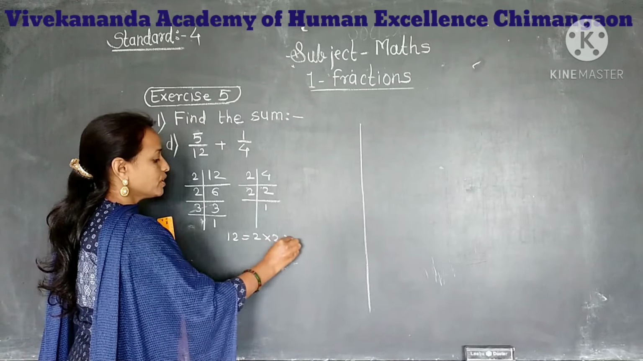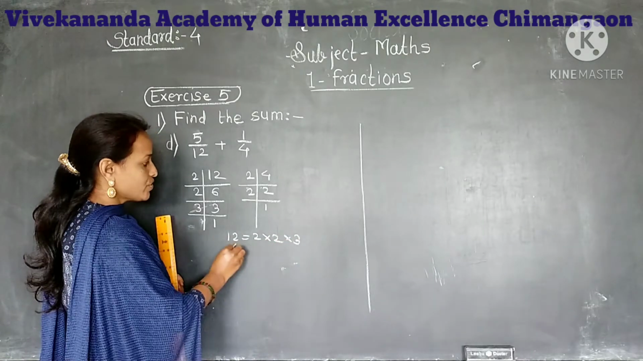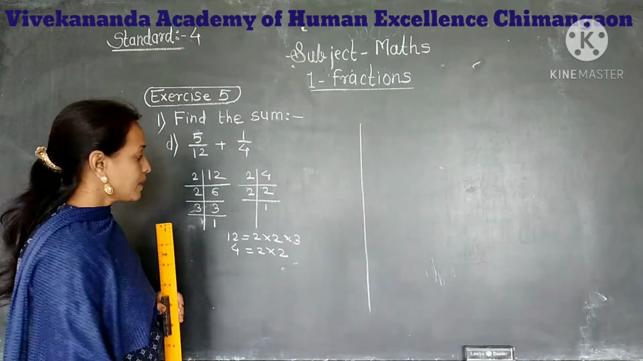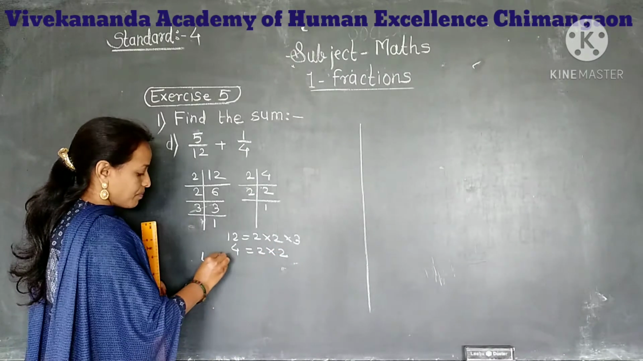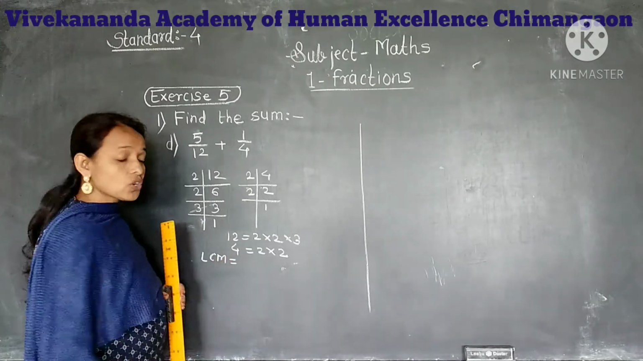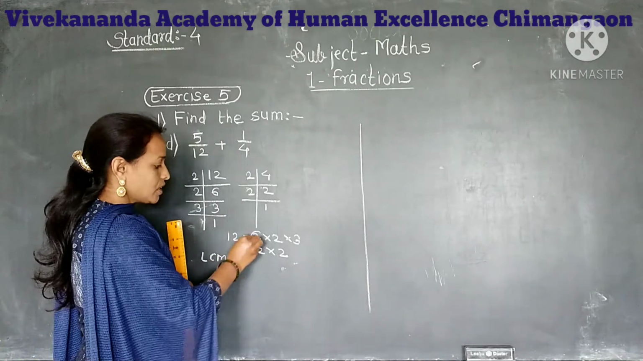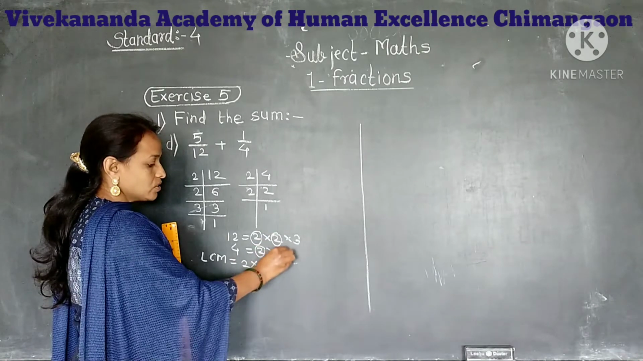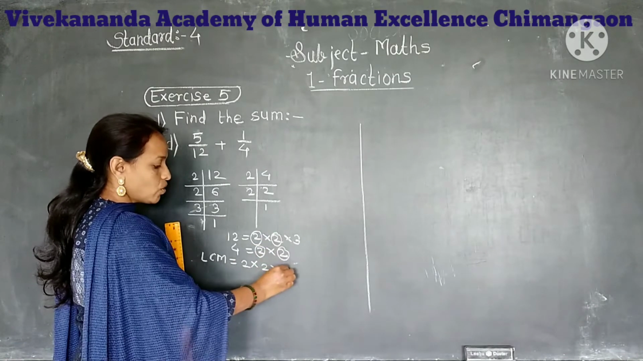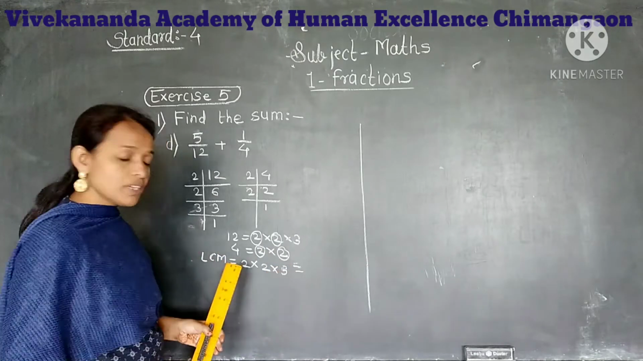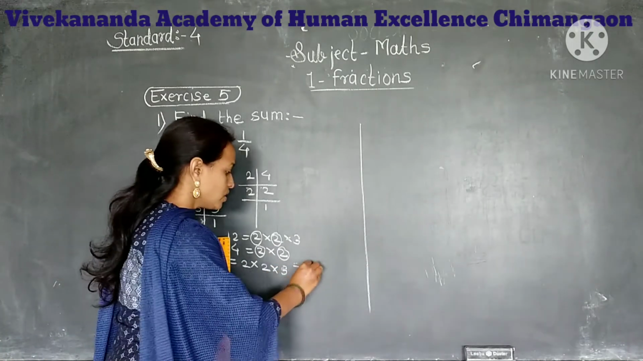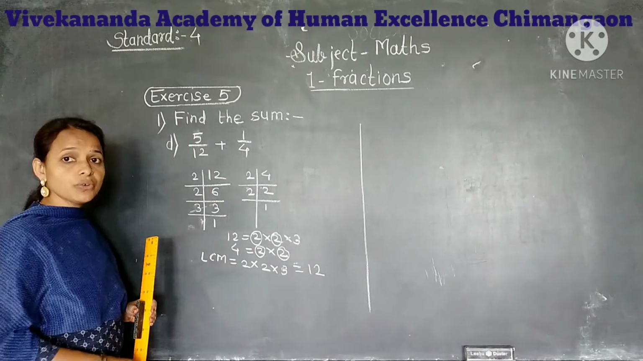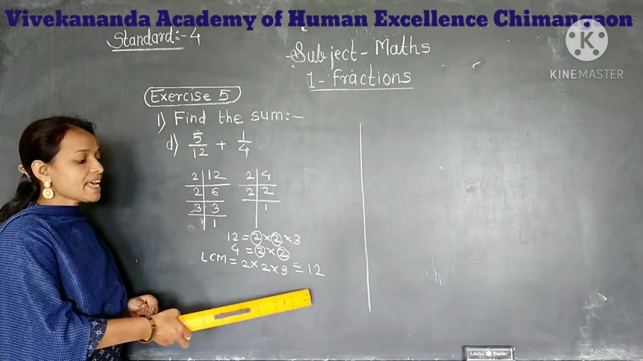2 into 2 into 3. And prime factorization of 4, 2 into 2. Now LCM means product of common and uncommon factors. Here common factor 2, then here 2, and uncommon factor 3. So we get here 2 2s are 4, 4 3s are 12. We get LCM 12.